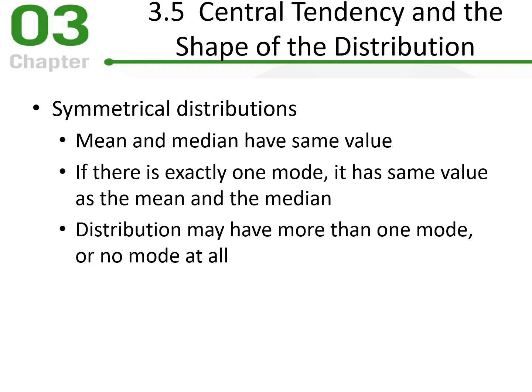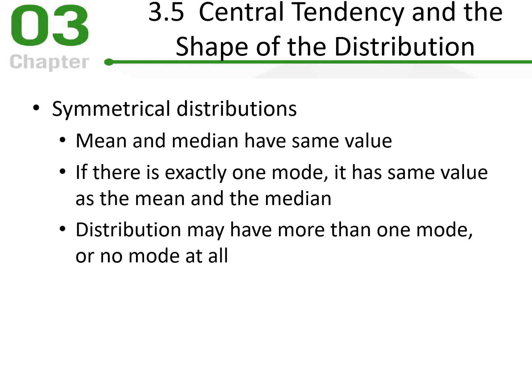And if the mode is the same as the mean and the median, so all three are the same, I have a normal distribution. So when the mean and the median and the mode are the same, I have a normal distribution. When the median and the mean are the same, I have a symmetrical distribution. The normal distribution is also symmetrical, right? But I can have symmetrical distributions that are not normal.